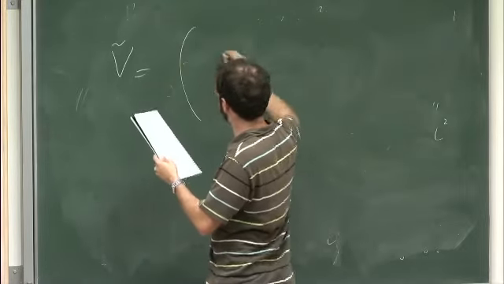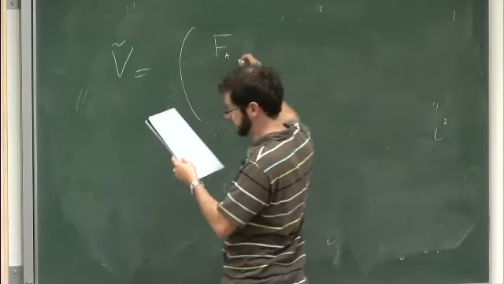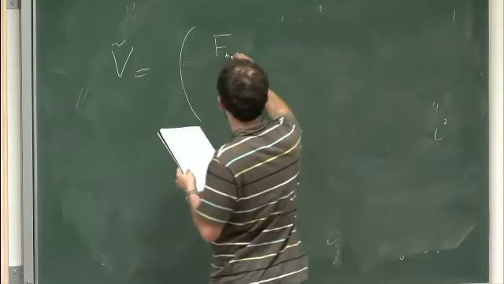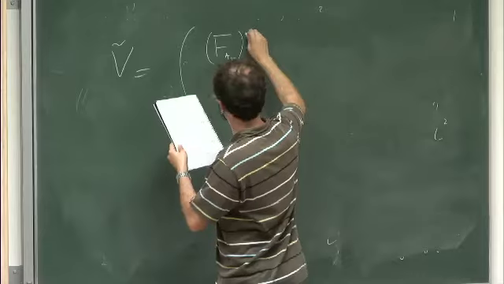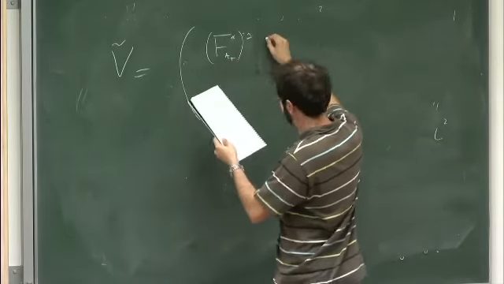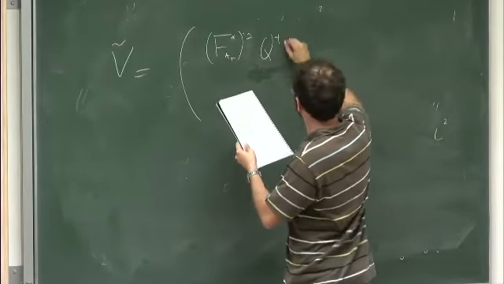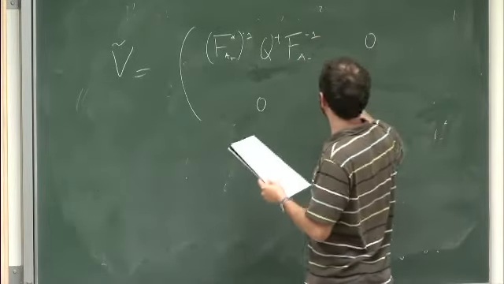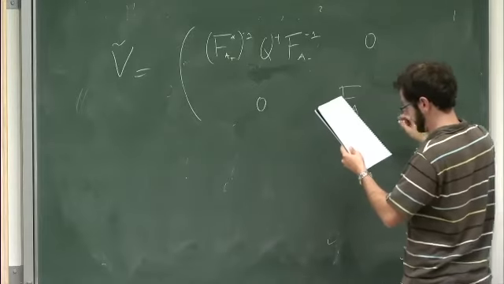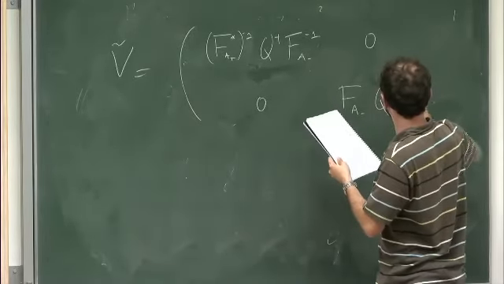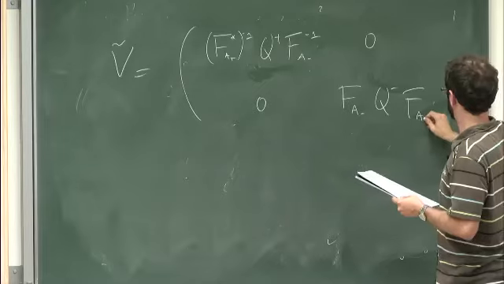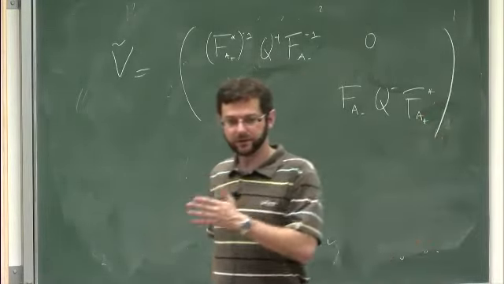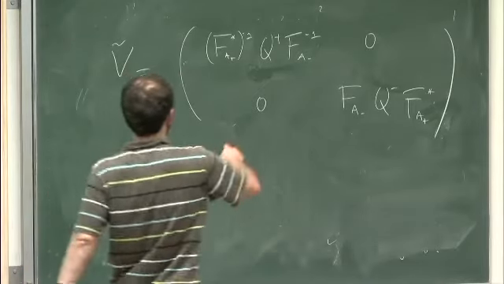V tilde is a new potential, which is just F, okay, A prime was A plus, yeah, I changed my notation, star minus 1. So it's a new potential which is a conjugation of this one. A minus, 0, 0, and here a similar thing, F_a minus, Q minus, F_a plus star. Right. So you can reduce, if you want, to the case where the potential is diagonal.